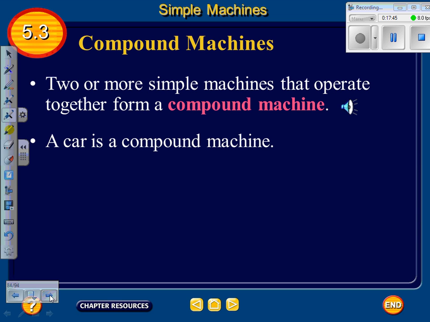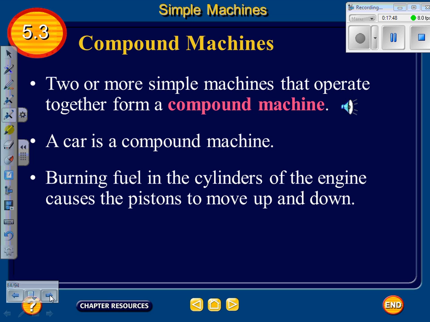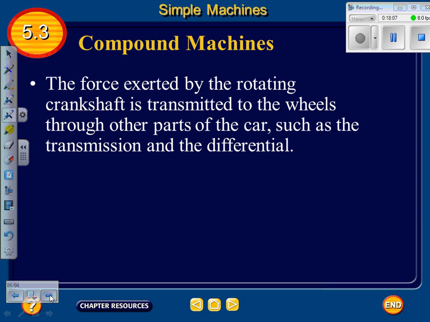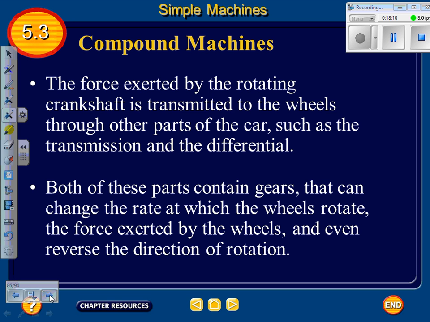A car is a compound machine. Burning fuel in the cylinders of the engine causes the pistons to move up and down. Your cell phones, the computer that you're using to watch this lecture, is a compound machine. In a car, the up and down motion makes the crankshaft rotate, and the force exerted by the rotating crankshaft is transmitted to the wheels through other parts of the car, such as the transmission and the differential. Both of these parts contain gears that can change the rate at which the wheels rotate, the force exerted by the wheels, and even reverse the direction of rotation.